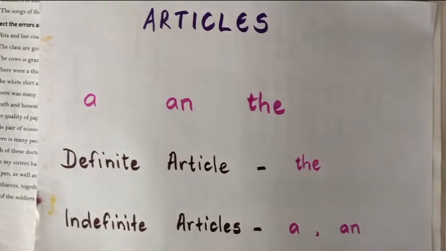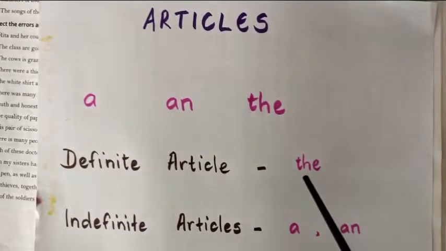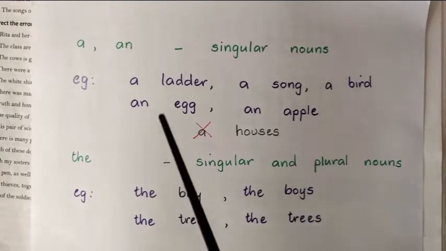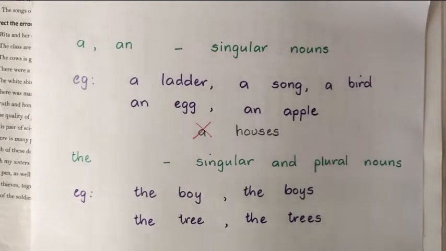Now there are two kinds of articles: definite article and indefinite articles. Definite article is the. Indefinite articles are a and an. First, we will talk about the indefinite articles a and an. Now remember, articles are used with nouns.